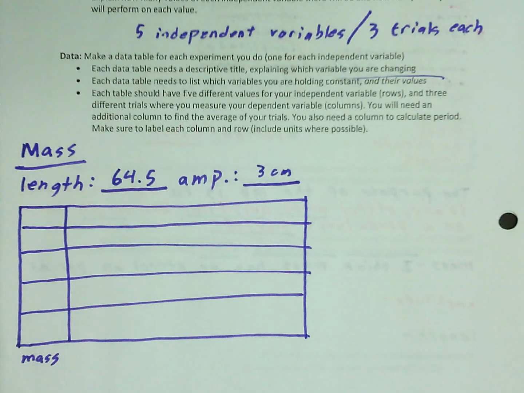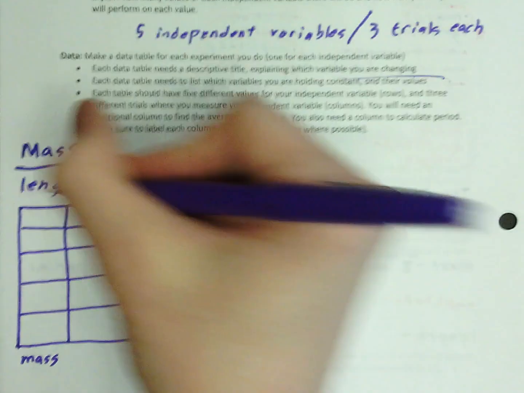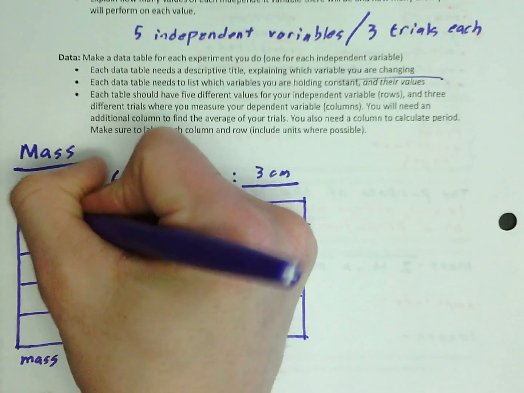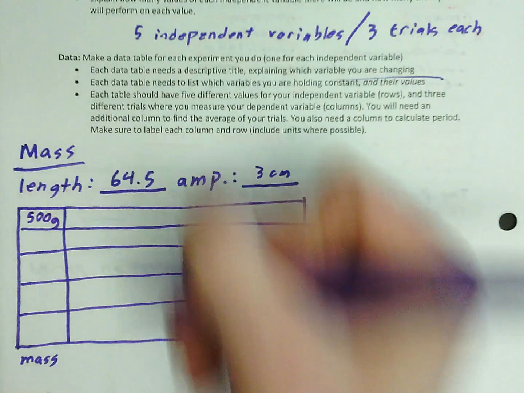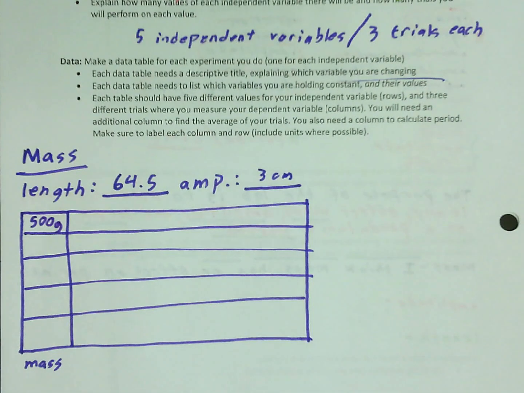Now, you need to write down what masses you're going to use. The first mass you're going to use is whatever is on your thing right now. Whatever is on your string, that's your first mass. So most of you, it's 500, but a few of you may not be 500. Mine is, so I'm going to write 500 grams. If yours is not 500 grams, write whatever yours is.